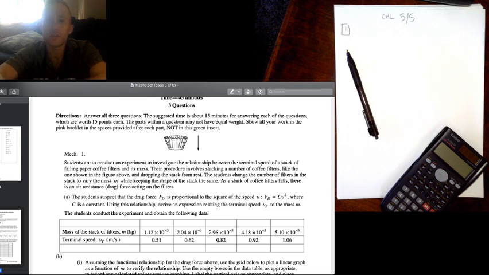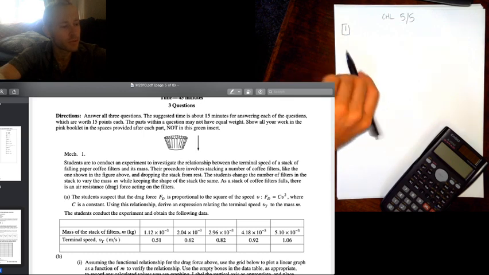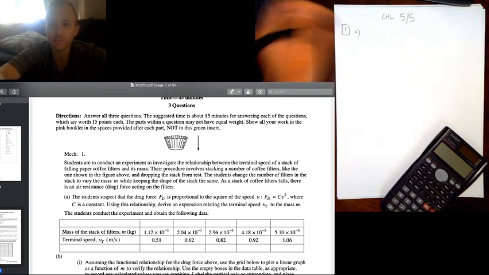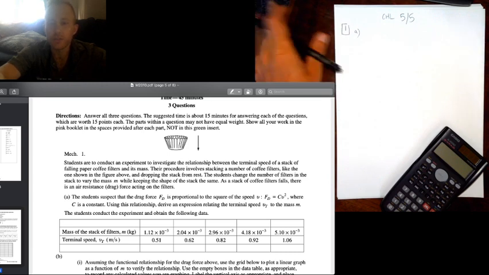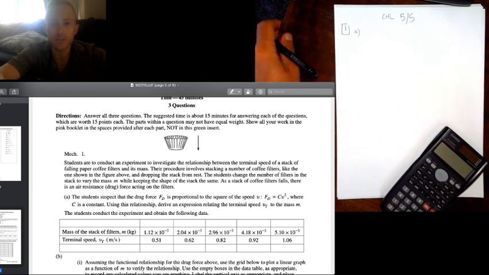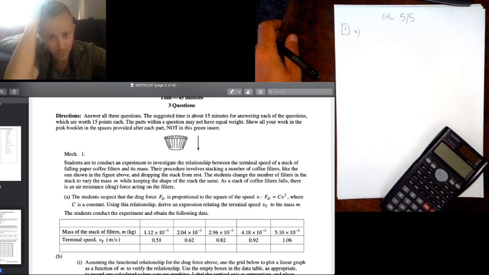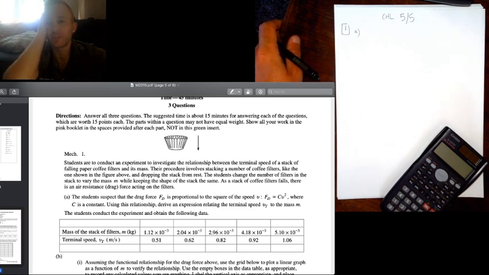As a stack of coffee filters falls, there is an air resistance or drag force which acts on the filters. The students suspect the drag force is proportional to the square of the speed, so the drag force is c v squared, where c is a constant. Using this relationship, derive an expression relating the terminal speed v sub t to the mass m.